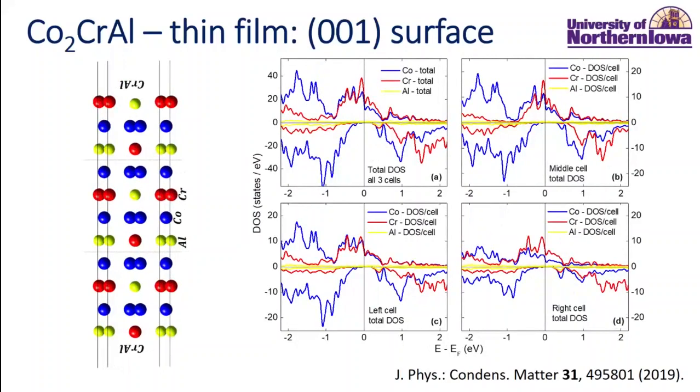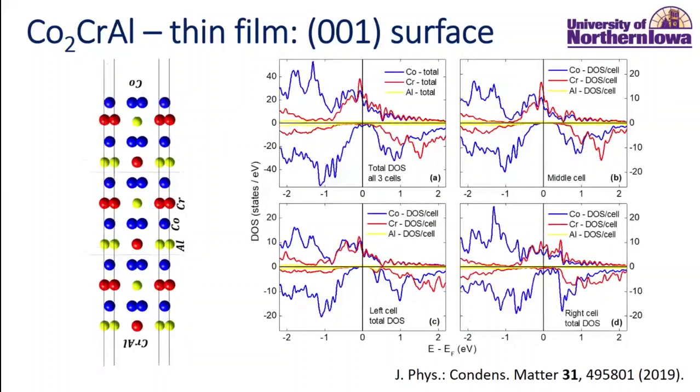So this is the second set of calculations. Again, almost identical to what I showed you on the previous slide. But here we don't have cobalt at the top. So we have a symmetric termination, chromium-aluminum here, chromium-aluminum here. And now let's look at this. So top left corner shows the density of states calculated for the entire cell. If we go back, right, this is the same calculation done with one additional cobalt layer.